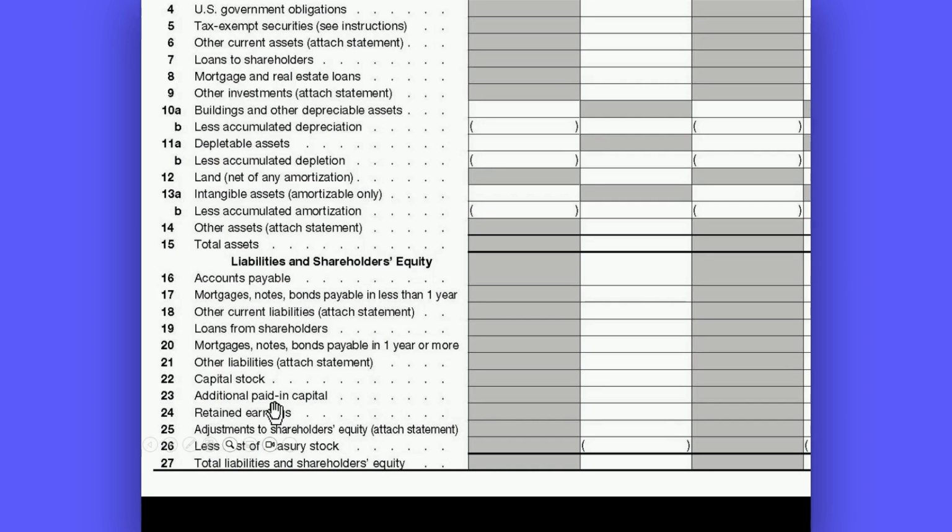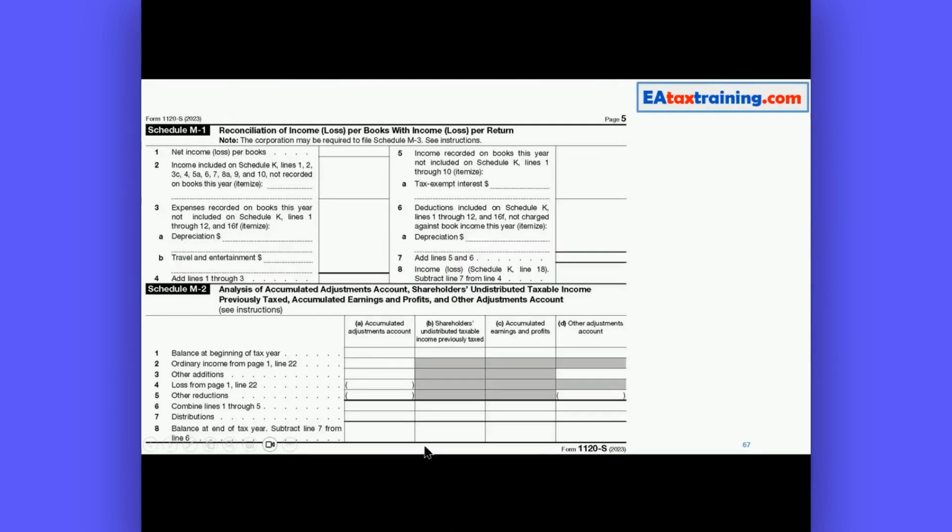And for an S Corp, since distributions are not taxable anyway, there's usually no reason to distinguish between appropriated and unappropriated retained earnings. Then you have this adjustments to shareholders' equity to pick up any random type of adjustments that you may have that are not listed anywhere else, and then less the cost of treasury stock. So those things are the same as on the C Corp balance sheet.